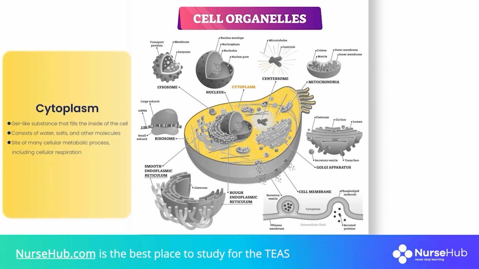Cytoplasm is the next term you're going to need to know. Cytoplasm is a gel-like substance that fills the inside of a cell. It is made up of water, salts, and various types of molecules, including proteins, enzymes, and nutrients. The cytoplasm is where many of the cell's metabolic reactions take place, such as the production of energy, or ATP, through cellular respiration.